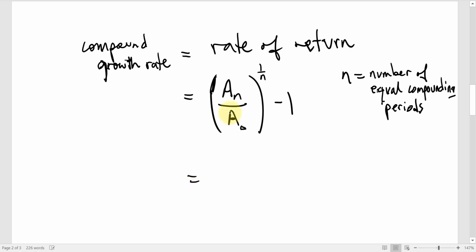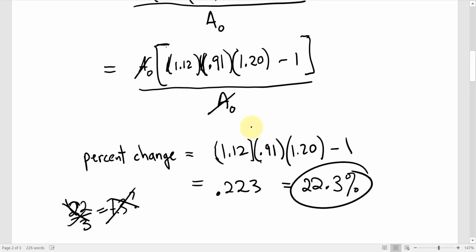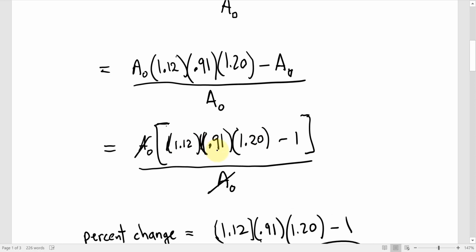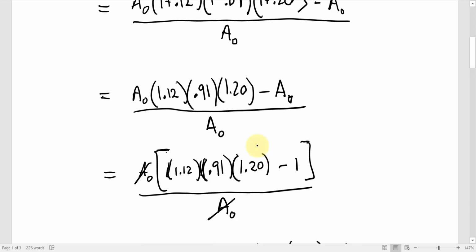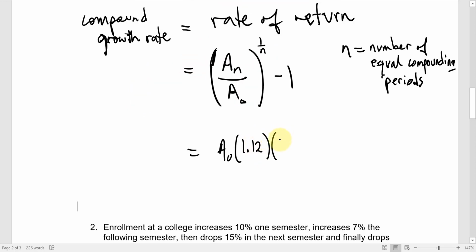Well, we just found the future amount already in this example. Actually, I'll just do it one more time in the way that I did it. We had an increase of 12%, then a drop of 9%, then an increase of 20%. And so that whole thing is the future amount: a 12% increase, a 9% drop, and then a 20% gain. And that's the A sub n.